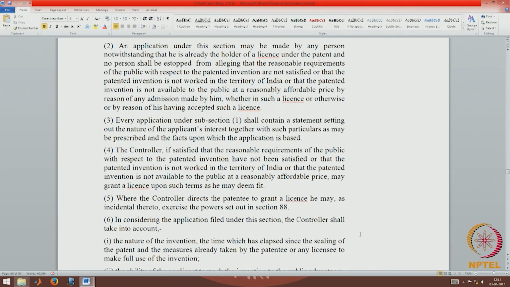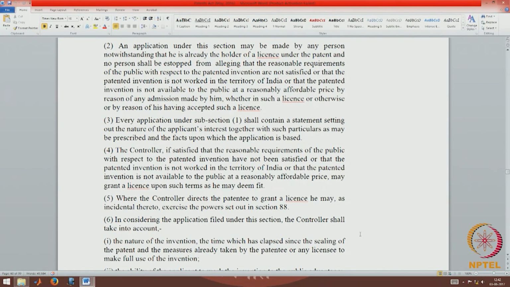4. If the controller is satisfied that the reasonable requirements of the public in respect of the patented invention have not been satisfied, or the patented invention is not worked, or the patented invention is not available to the public at a reasonable price, he may grant a license upon such terms as he deems fit.